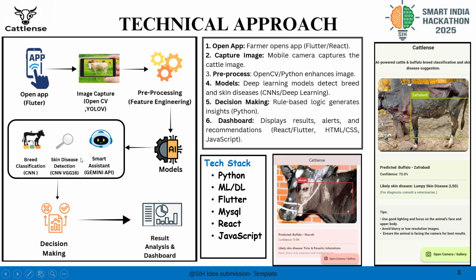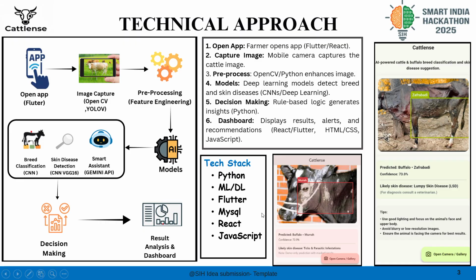We also implemented a smart assistant in our app, which helps the farmer ask questions and doubts. We have built this using the Gemini API in the backend. By using all these methods, our decision making is done, and the result is shown on the dashboard. The tech stack we have used is Python, machine learning, and Flutter. We have trained this model on 2000 images, each breed with its particular disease, as well as whether it is a cattle or a buffalo.